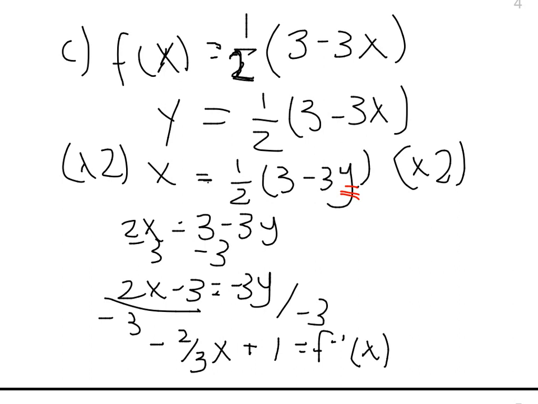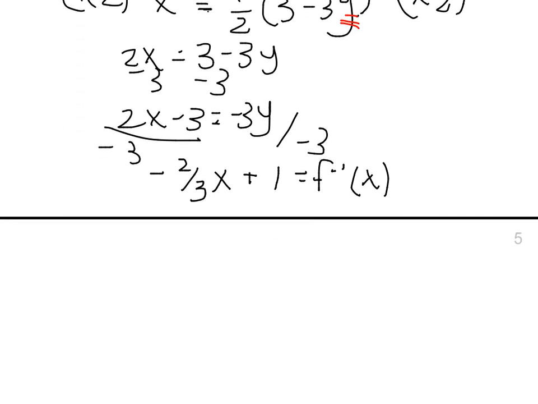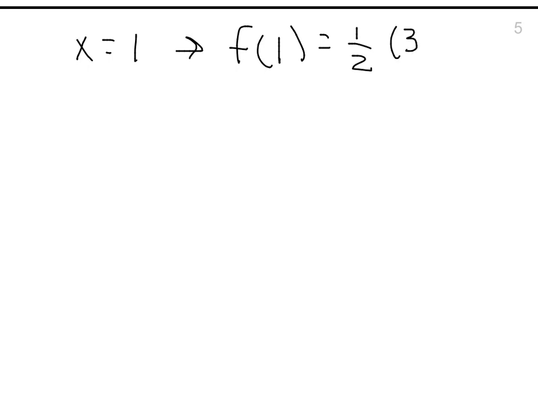Now just to confirm that this is in fact the inverse function, let's check with some points. So let's choose for the original function x equals 1. The original f of 1 would then be 1/2 times 3 minus 3 times 1, which is 1/2 times 0, which is 0.